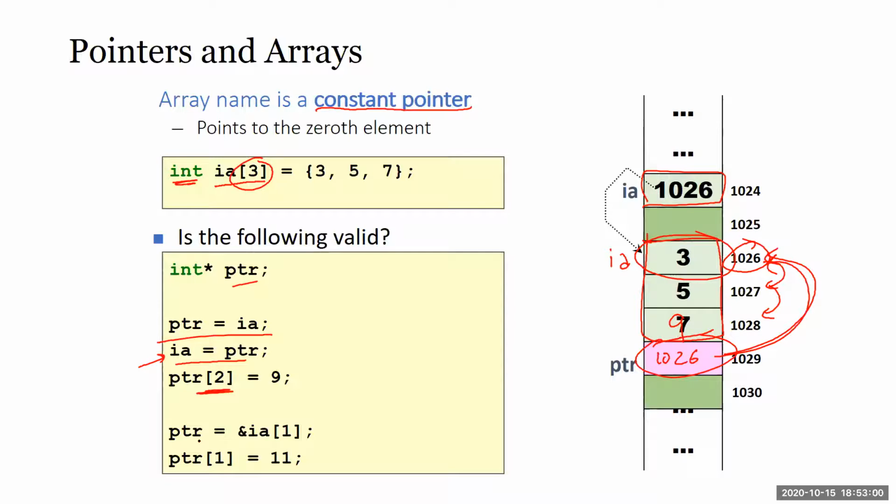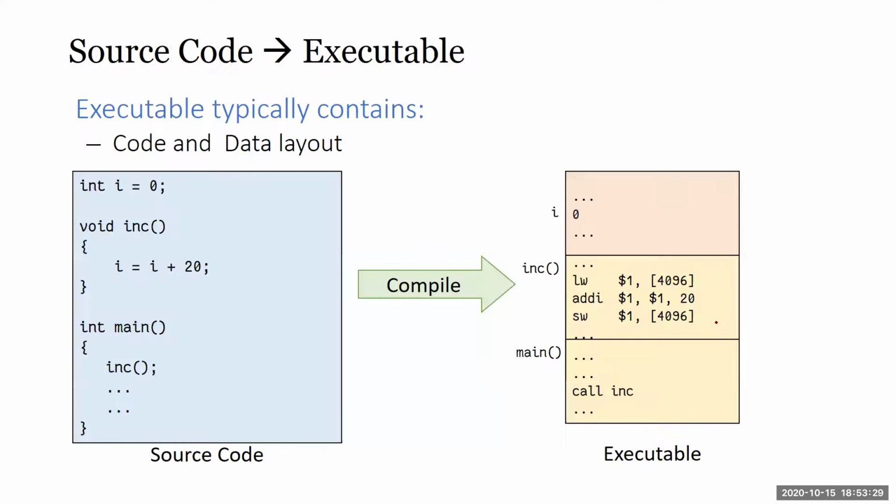But this example just shows that pointer equals the address of ia1. So ia is this, ia1 is here, and this is index 0, this is index 1. So pointer equals this address, pointer becomes 1027. And then you set pointer 1 equal to 11. You go to 1027, jump down 1, and this will be 11.